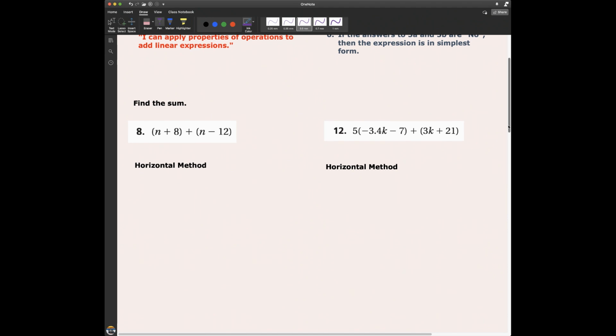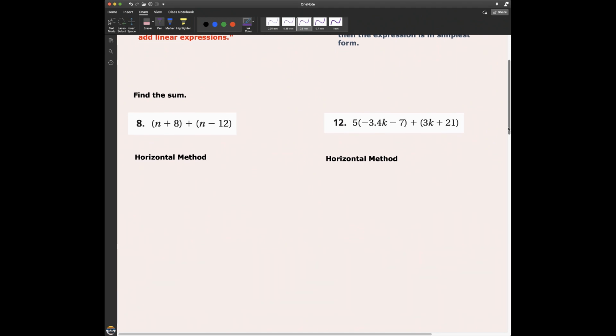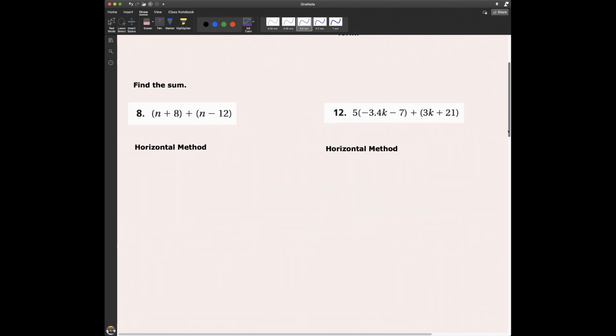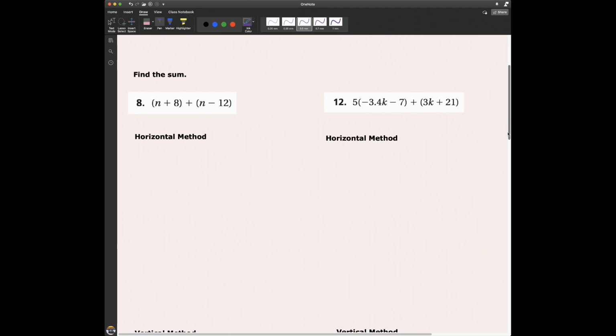So there are two different ways to add linear expressions. One is called the horizontal method, the other is called the vertical method. And so for each of these three problems in this video, I will work them out both ways. If you get a little confused, you may want to pause the video after I work out one of the problems a certain way if it seems confusing, or replay it.